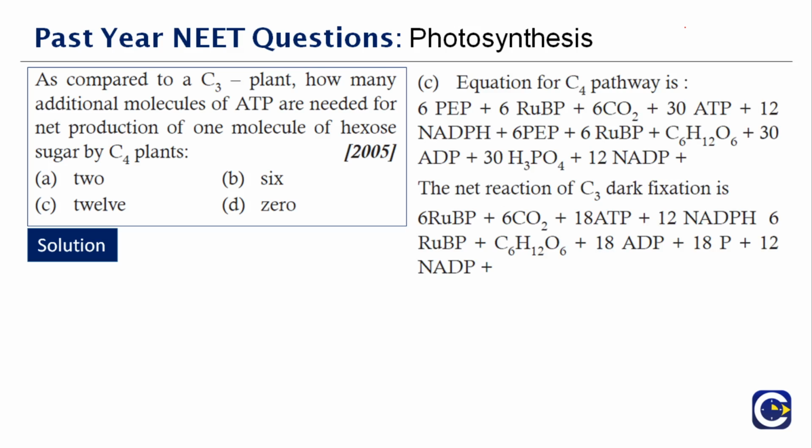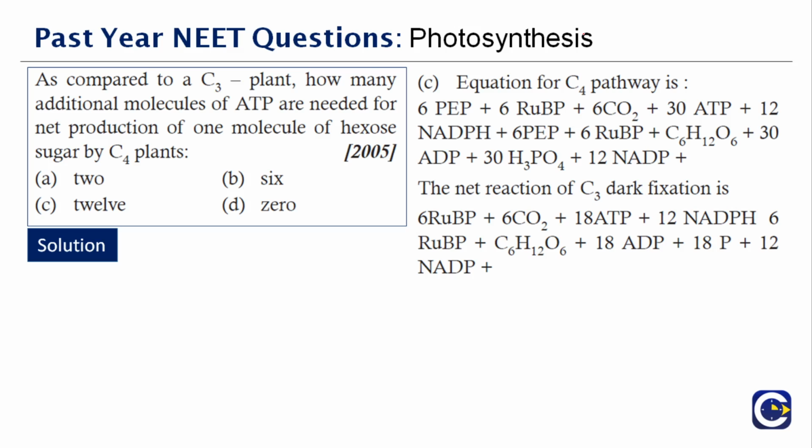Here you see the equation for the C4 pathway, which is 6 PEP plus 6 RuBP plus 6 carbon dioxide plus 30 molecules of ATP plus 12 molecules of NADPH, giving again 6 molecules of PEP and 6 molecules of RuBP. All these are enzymes. Apart from that, you also have C6H12O6 plus 30 molecules of ADP plus 30 molecules of H3PO4 plus 12 molecules of NADP.